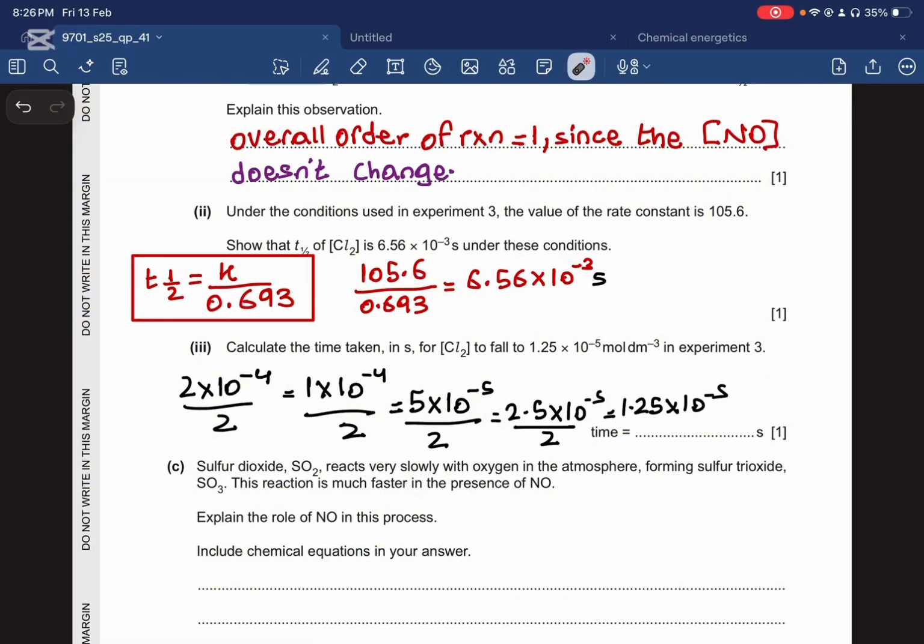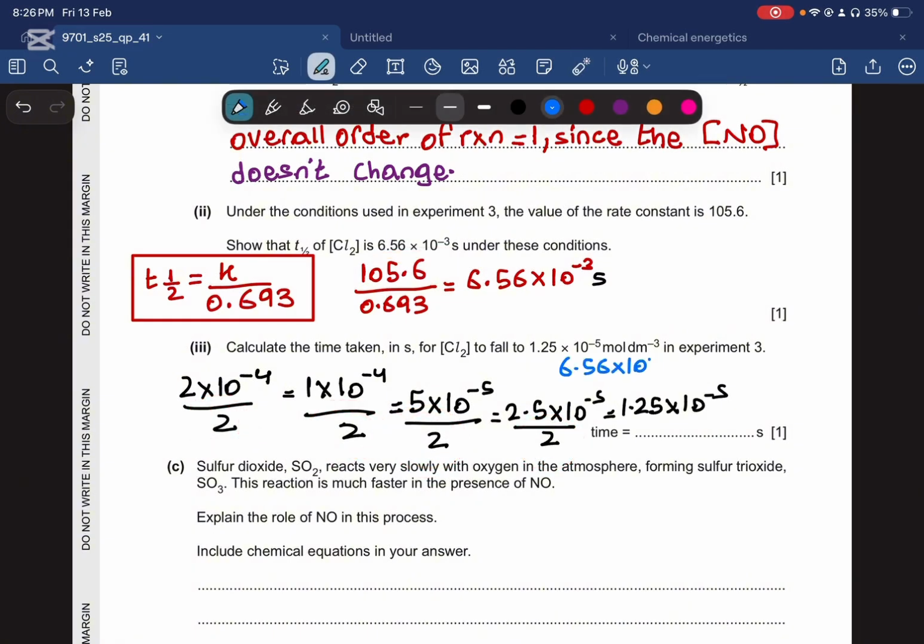So what does this tell you? Whenever the question of how much time it will take for the concentration to fall from A to B comes after a half-life question, you have to keep dividing the initial concentration by 2 and see how many half-lives it takes. So here's our first half-life, second half-life, third half-life, fourth half-life. What is each half-life equal to? 6.56 times 10 to the power minus 3. So 6.56 times 10 to the power minus 3 multiplied by 4 is equal to 0.0264. We can just keep it at 0.026.